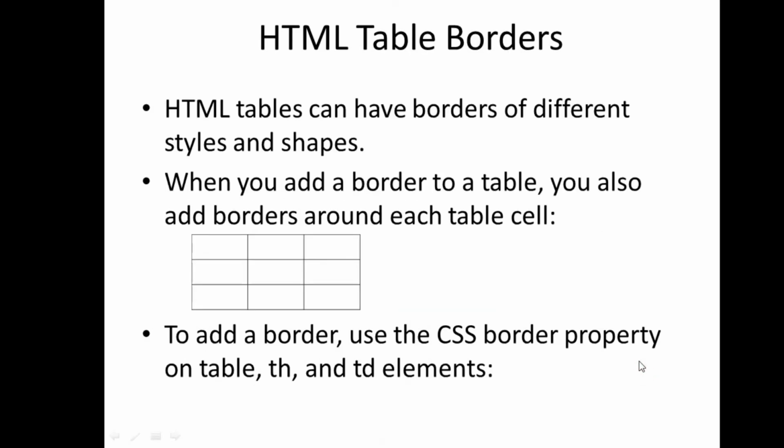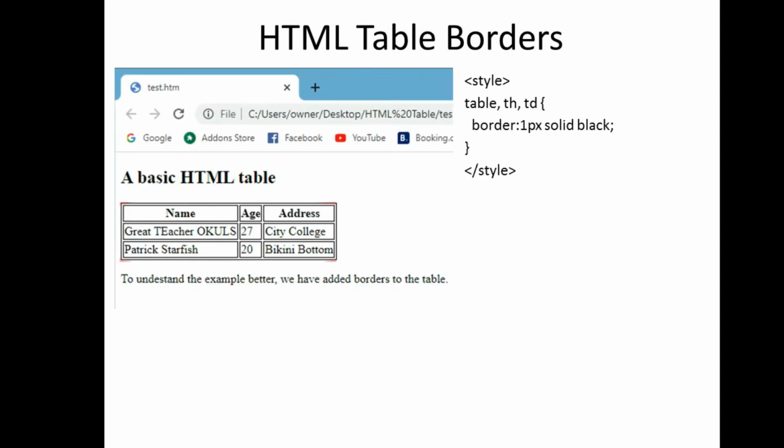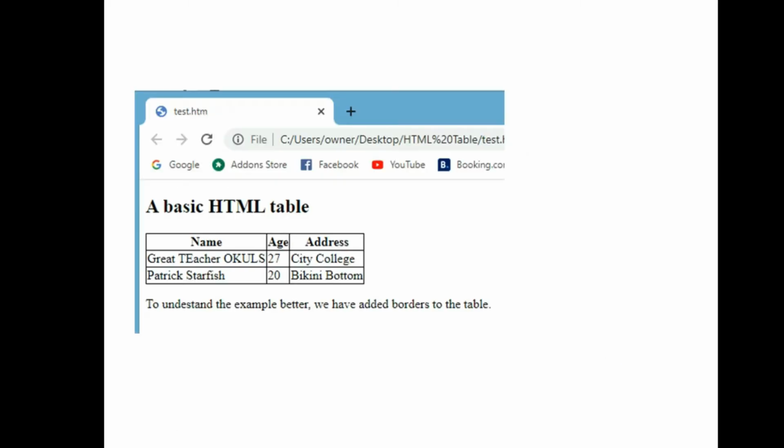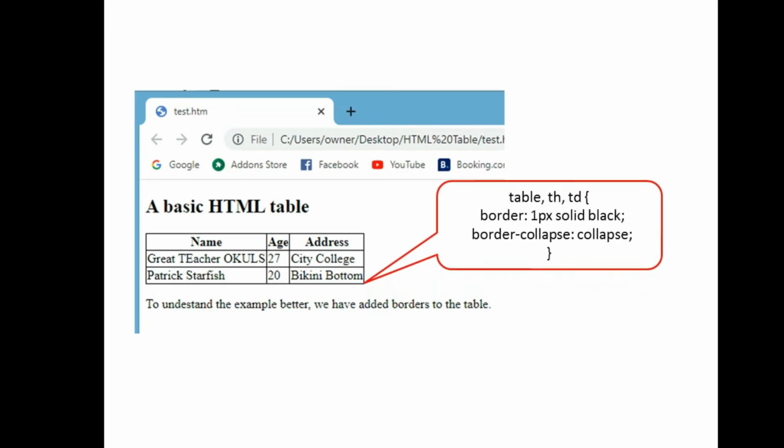HTML table borders. HTML tables can have borders of different styles and shapes. When you add a border to a table, you also add borders around each table cell. To add a border, use the CSS border property on table, th, and td elements. Collapsed table borders. To avoid having double borders like in the previous example, set the CSS border-collapse property to collapse. This will make the borders collapse into a single border.